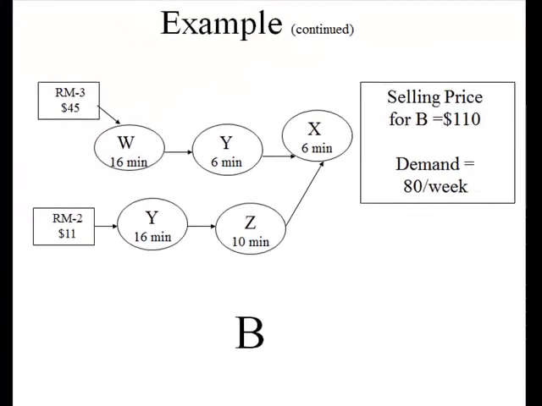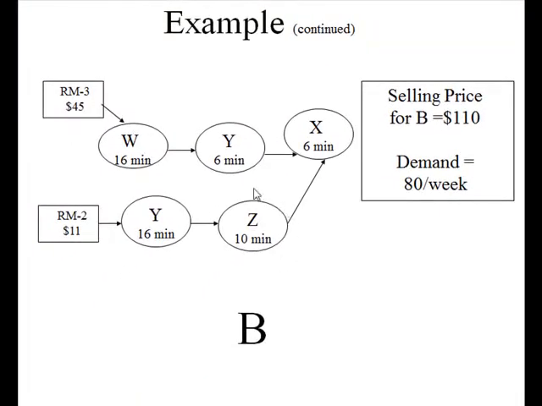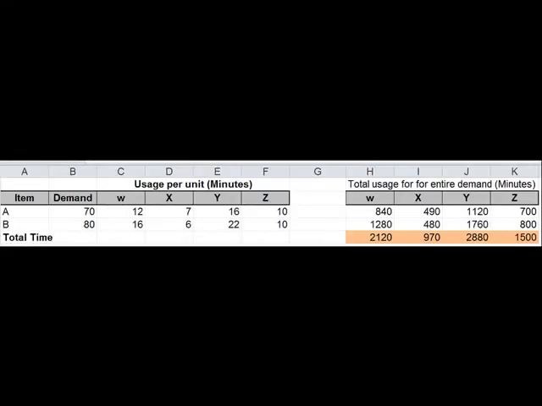And similar information for B. You will notice there are 2 components, 45 and 11, which is $56, and you need 16 minutes, 22 minutes, 6 minutes, and 10 minutes respectively. And notice I'm adding 2 Y operations into one: 16 plus 6 is 22. And again, the selling price and demand per week is given to you.